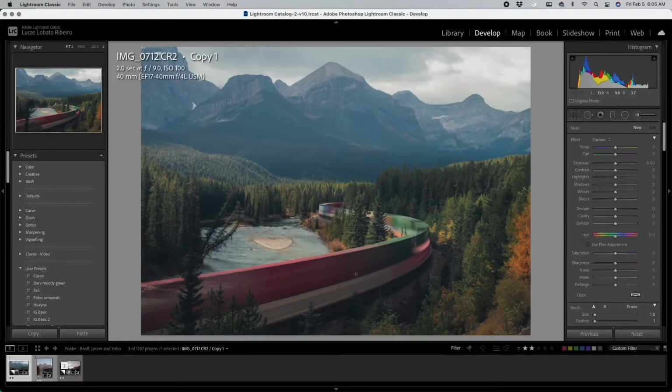On this shot of the famous Morant's Curve in Banff National Park, we have the motion of the train highlighted by using a 2-second exposure. To help improve the sense of movement of the train, we also have the curves of the railroad and this diagonal here, formed by the train itself.